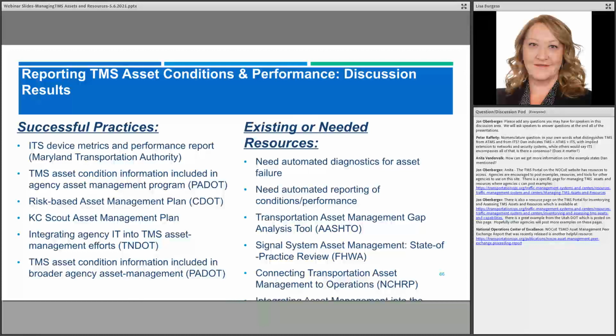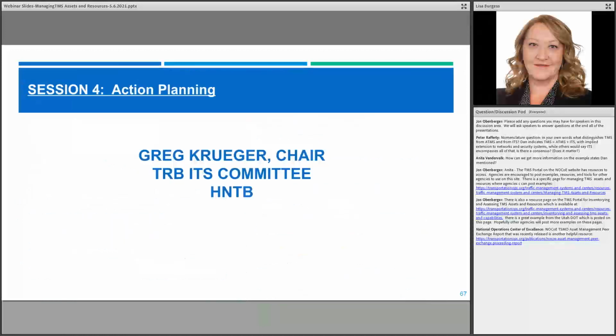So this is a very quick summary of the breakout groups. I thought it was a very lively discussion. We had a great cross-section of agency participants, some of the different technology developers, and academia. It was a really good cross-section of perspectives within each one of those breakout group topics. Right. So with that, I will turn it over to Greg Krieger, who's going to help us talk through what we do with all this information. How are we going to use it? Greg?